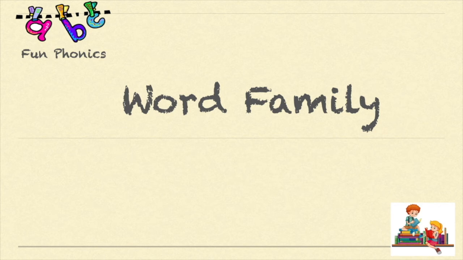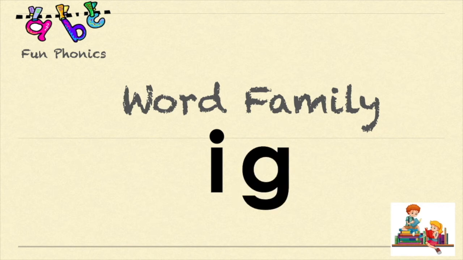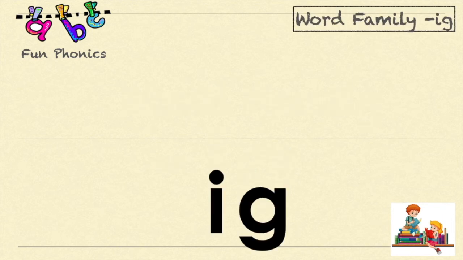Let's learn a new word family today. What letter is this? Letter I. The sound of I is I. What letter is this? G. The sound of G is G. I, G. Ig. Let's put another letter at the beginning.